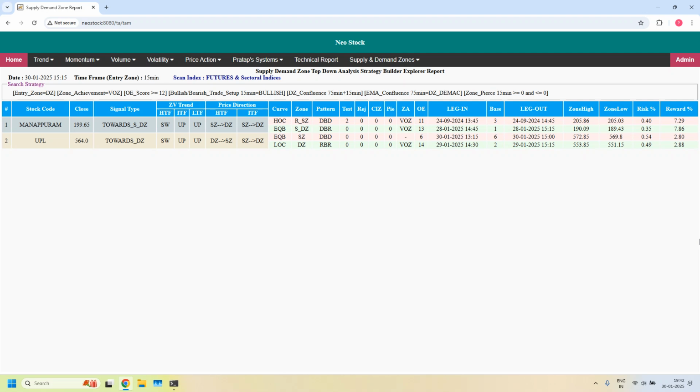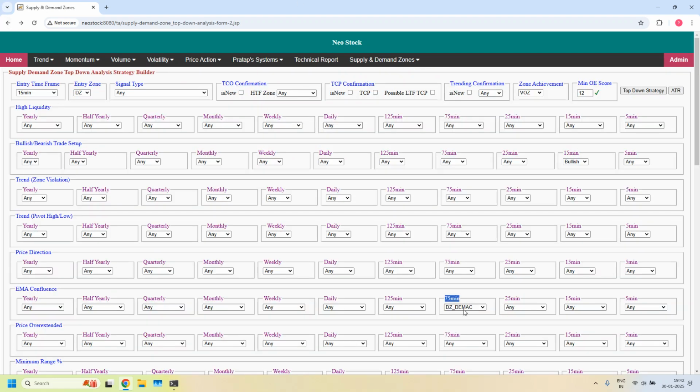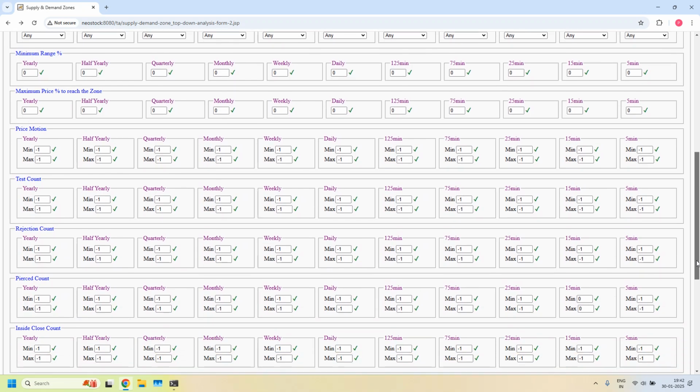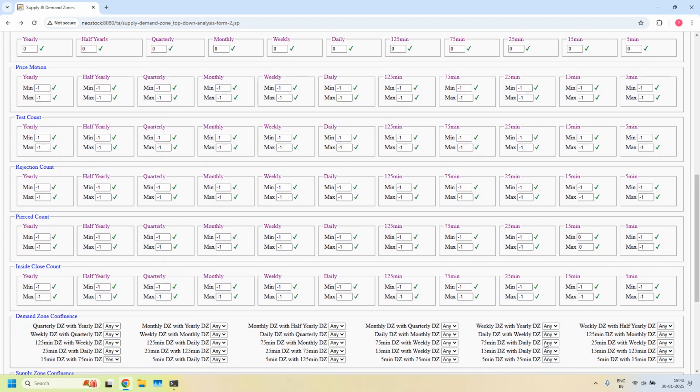Okay, next filter is LTF, ITF, HTF demand zone confluence. So I am removing this ITF filter. Now we have to add HTF filters. So in the demand zone confluence, 3 filters we have to set. First filter is already set in the previous report. That is 15 minutes demand zone with 75 minutes demand zone. Second filter is 15 minutes demand zone with daily demand zone confluence. Third filter is 75 minutes demand zone with daily demand zone confluence.